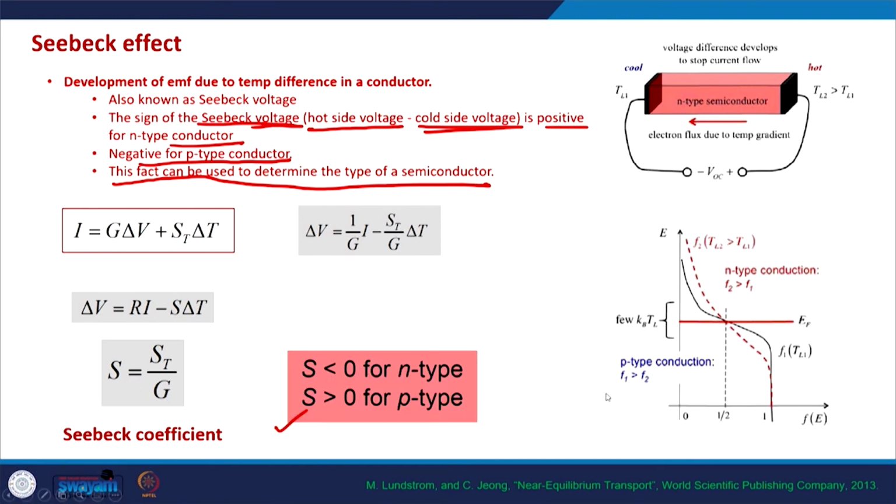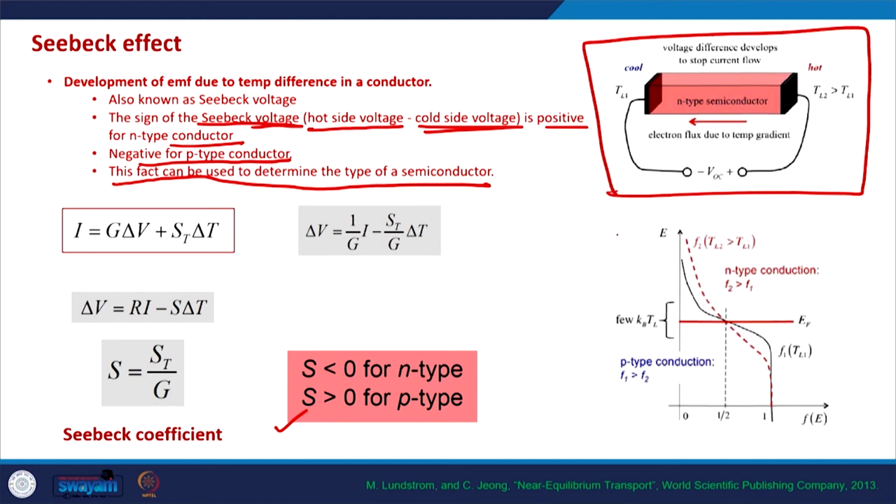I would also like you to think more about how electrons will flow in a p-type semiconductor. In this particular example, we have taken an n-type semiconductor. I recommend you look into the situation when, instead of an n-type semiconductor, we take a p-type semiconductor. How will the electrons flow when the left contact is cool and the right contact is hot?